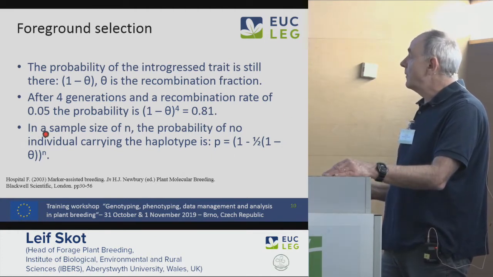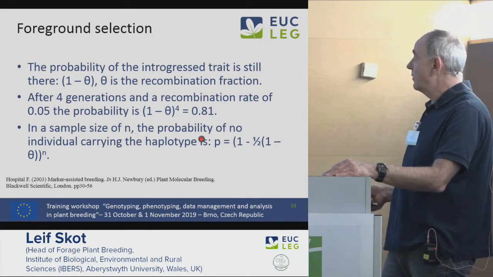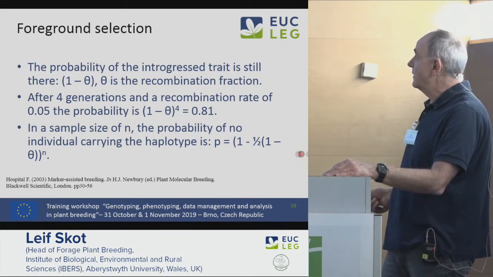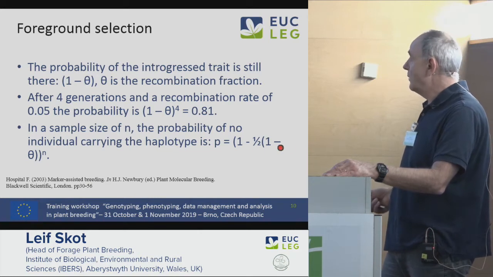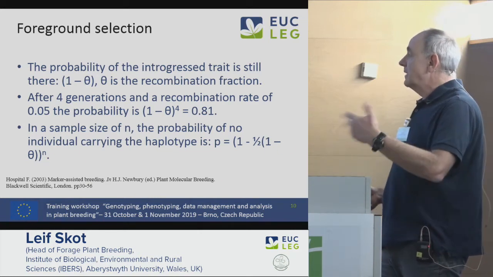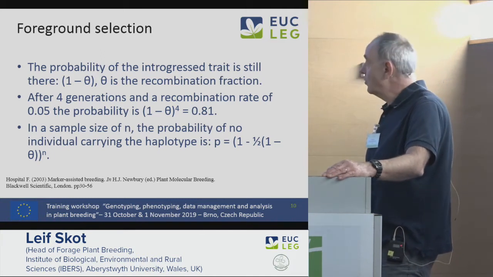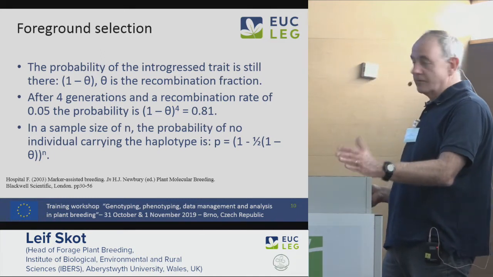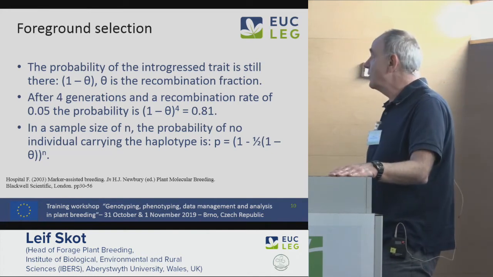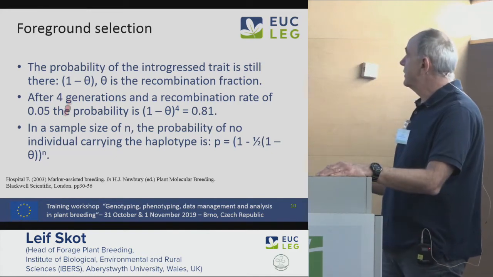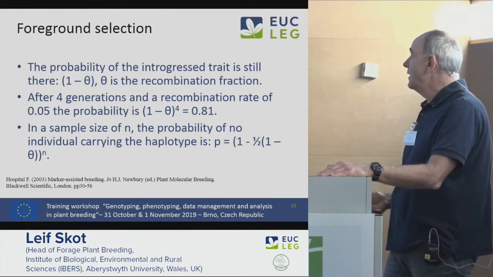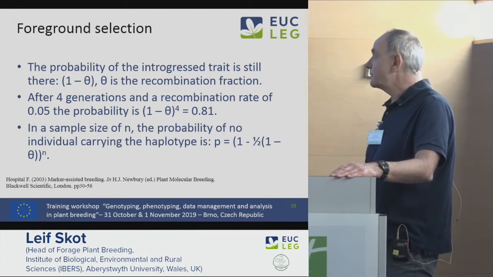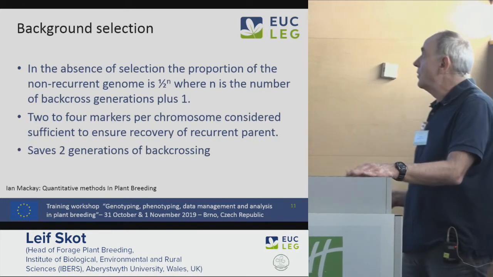If you have a sample size of n, the probability of no individual carrying the haplotype is 1 minus half of 1 minus the recombination frequency, to the power n, where n is the size of the population. So you can work out how big your sample size needs to be to be below a certain risk or probability of the gene not being there after a certain number of generations.